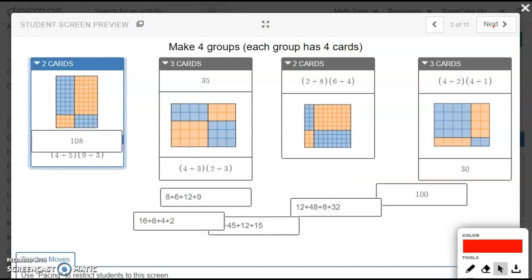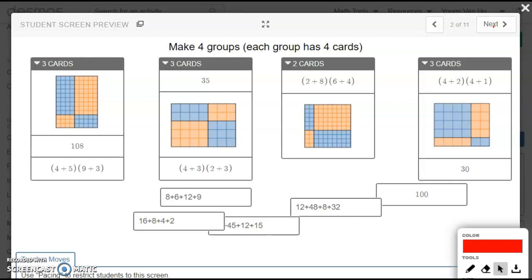So let's match that up here. Alright, then what about here? 4 plus 3 is 7, and 2 plus 3 is 5. 7 times 5 is 35. We've already got that. 2 plus 8 is 10, and 6 plus 4 is also 10. So we're multiplying 10 by 10. What should we get when you do that? Should be 100.